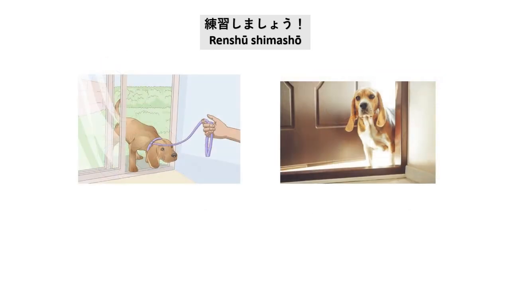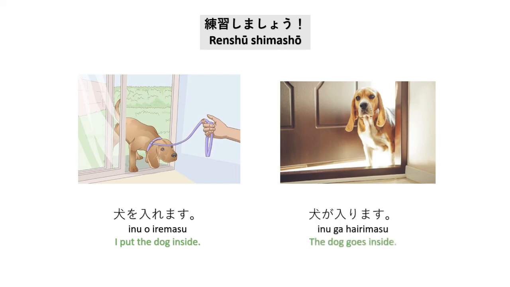Alright, I put the dog inside, the dog goes inside. So here we have inu o iremasu, from ireru. While the other, inu ga hairimasu. So the dog goes inside. Hairimasu comes from hairu. Okay? Something goes inside.